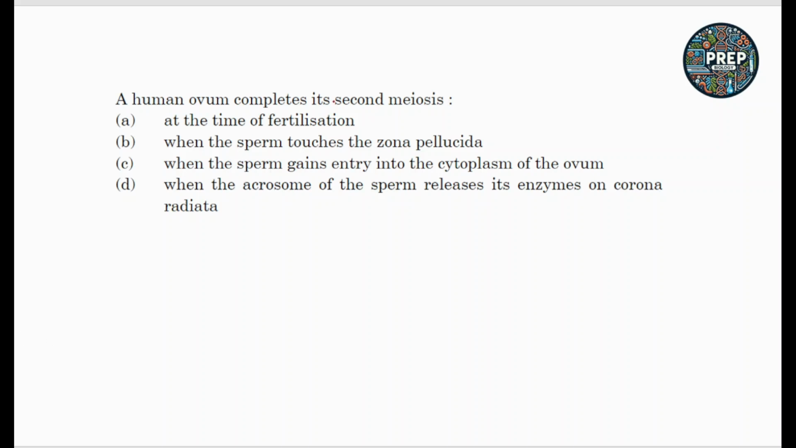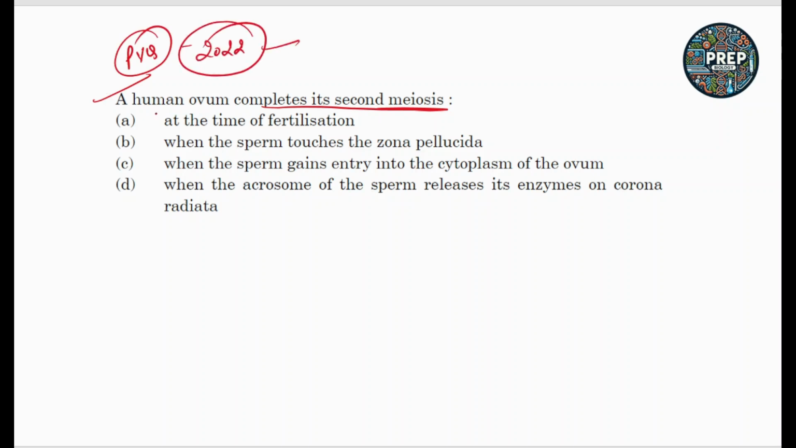Next question is, in a human, the ovum completes its second meiosis. This is the PYQ that was asked in the 2022 class 12th board examination. A human ovum completes its second meiosis. So when does a human ovum complete its second meiosis? At the time of fertilization? No. When the sperm touches the zona pellucida? No.